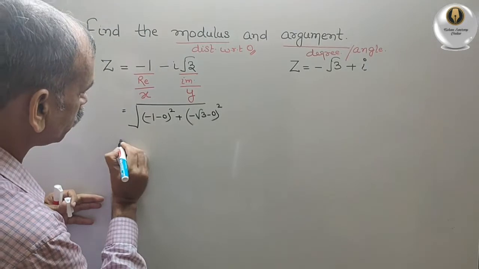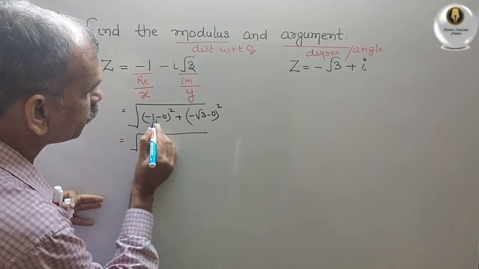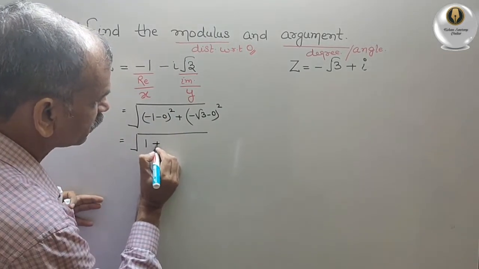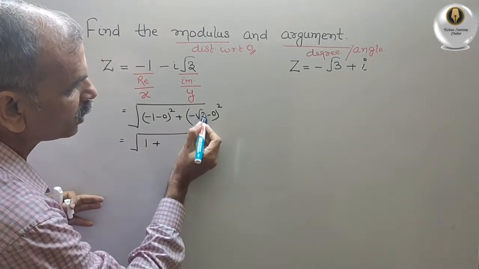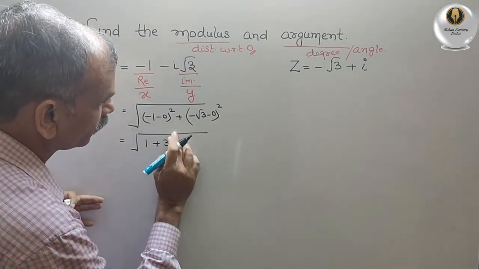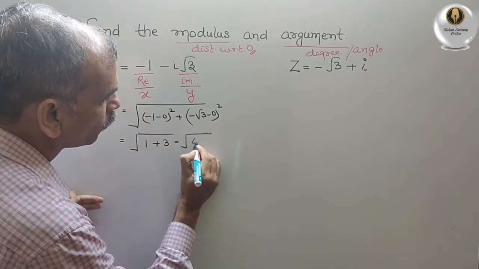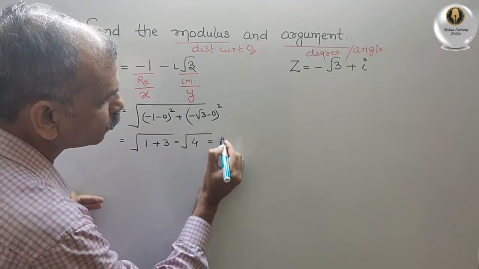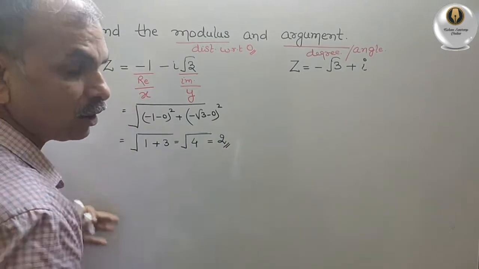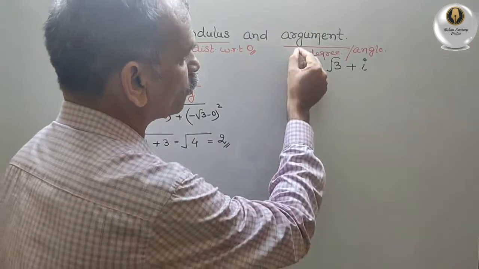So now what you will get, see this. -1 square is 1, plus minus root 3 square is nothing but 3. That gives you root 4, and root 4 is equal to 2. So this is your modulus.